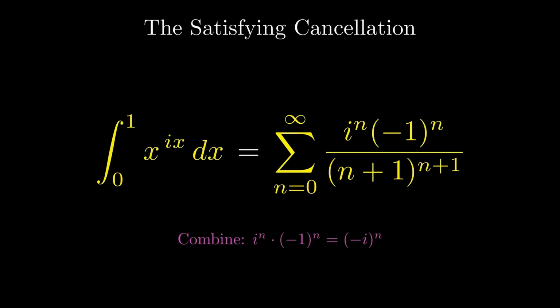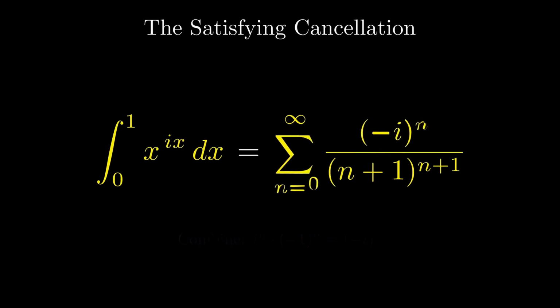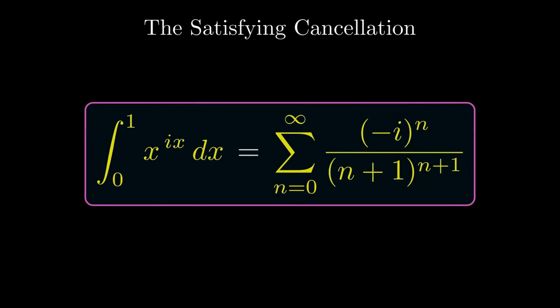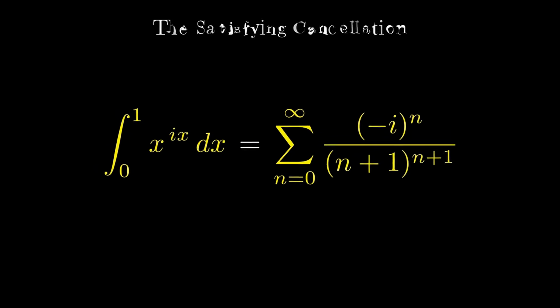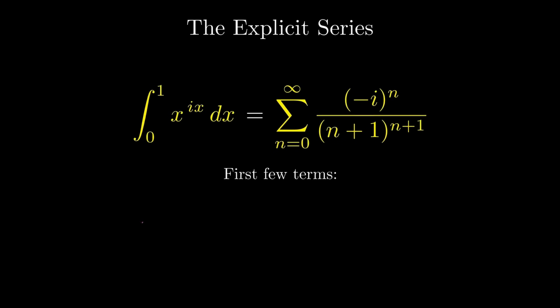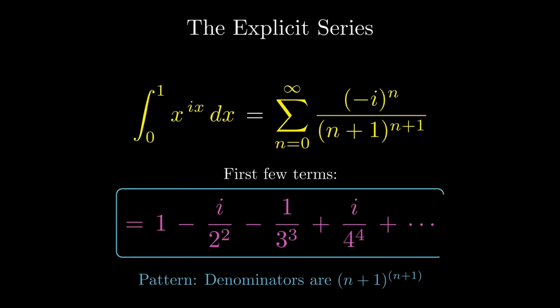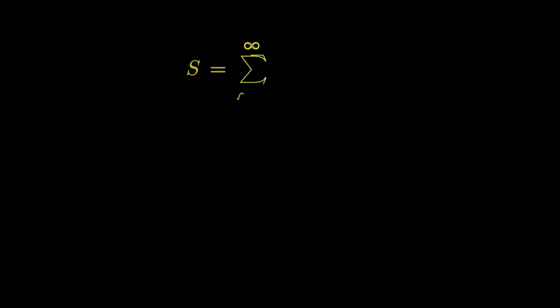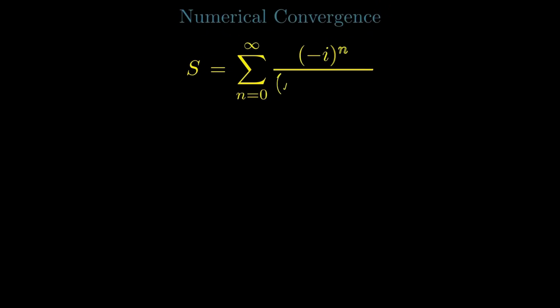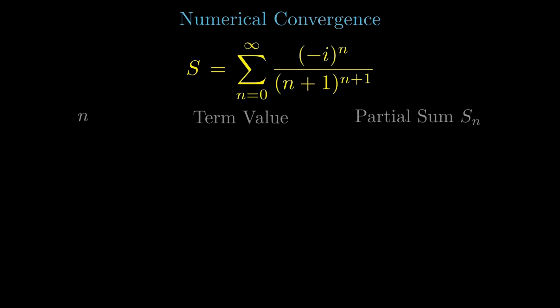Combine the powers: i to the n times (-1) to the n becomes (-i) to the n. So the final compact result is the sum from n equals 0 to infinity of (-i) to the n divided by (n plus 1) to the n plus 1. And the first few terms look like 1 minus i over 4 minus 1 over 27 plus i over 256, and it keeps going. Numerically, this series converges insanely fast. We write the result as S equals the sum from n equals 0 to infinity of (-i) to the n over (n plus 1) to the n plus 1.